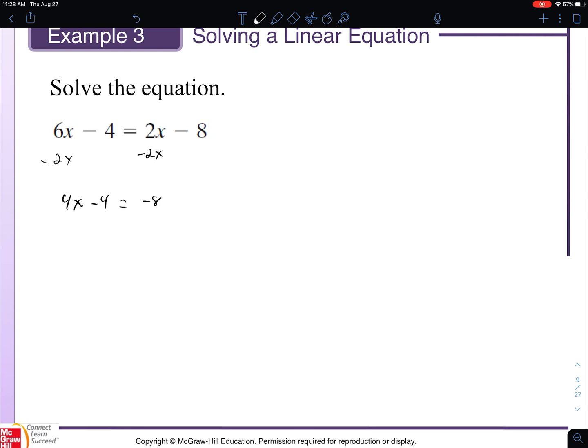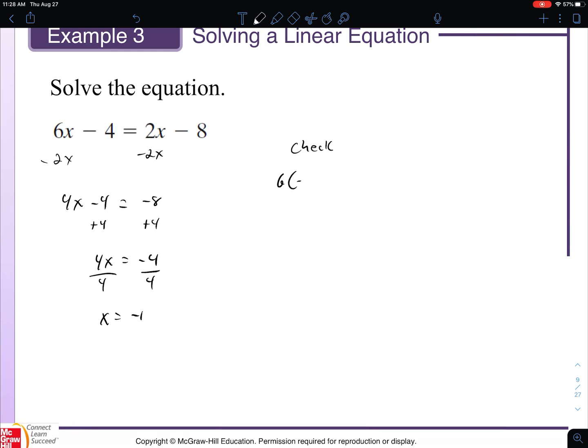Again, I could have subtracted 6x from both sides. I could have added 8, added 4. It doesn't really matter. Here I'm going to add 4 to both sides because I want to start isolating my variable. Negative 8 plus 4 is negative 4. I'm going to divide both sides by 4, and I get x is equal to negative 1.